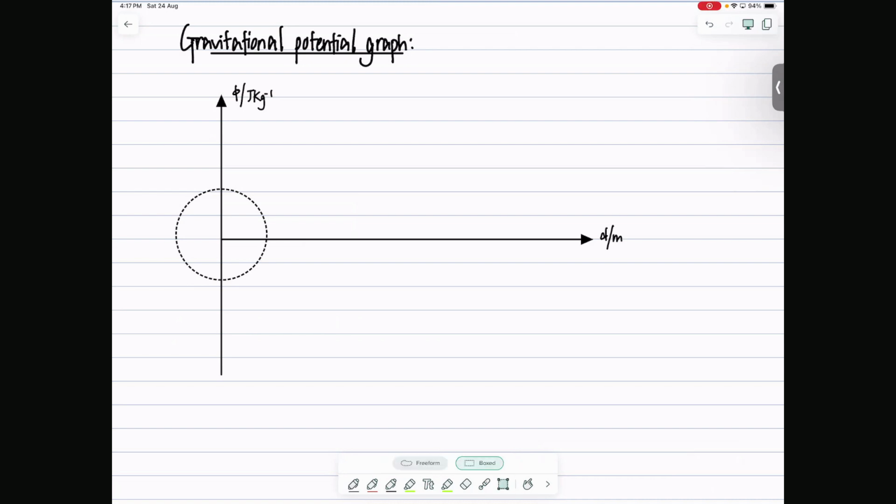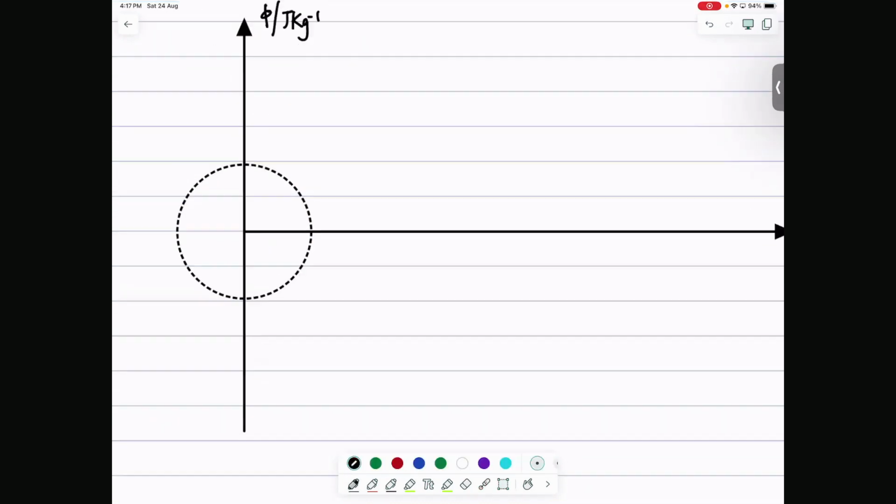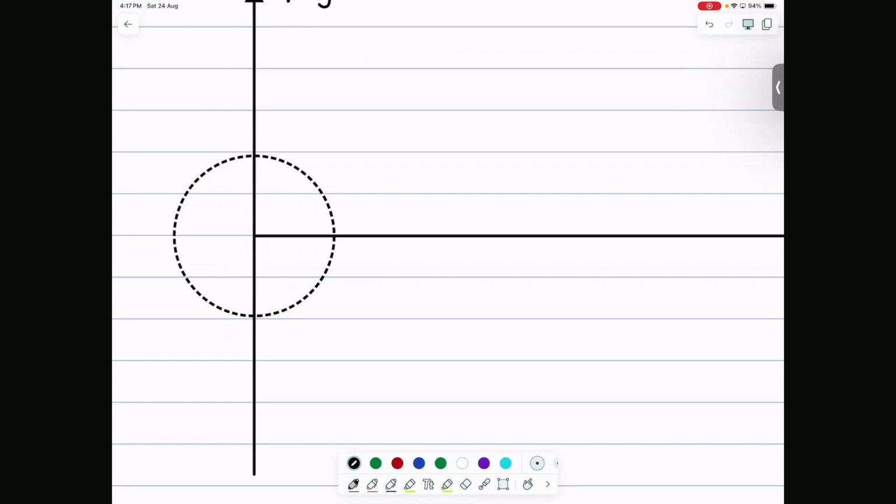So if I draw this graph that I've shown you right now, this dotted line represents the maximum distance you can get close to a planet. And that distance that you see here is how much? Radius of the Earth, right? So the radius of the Earth.